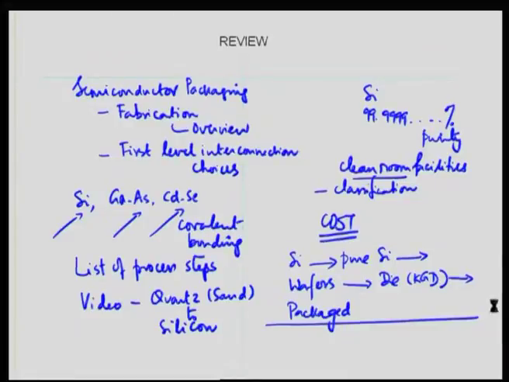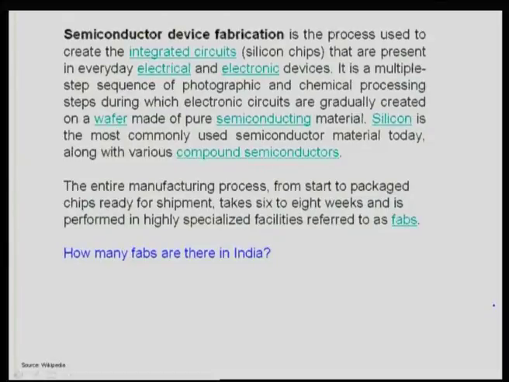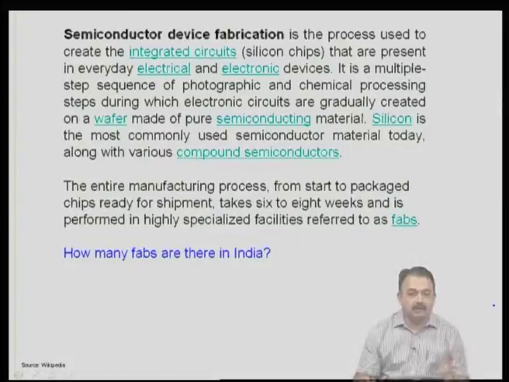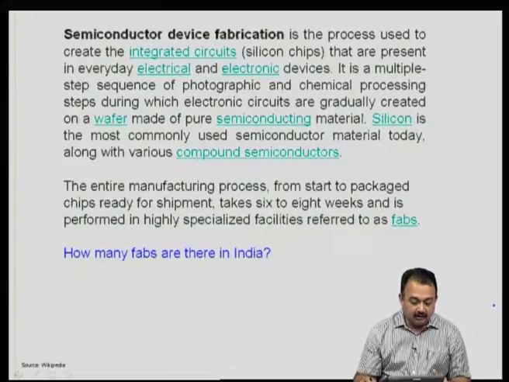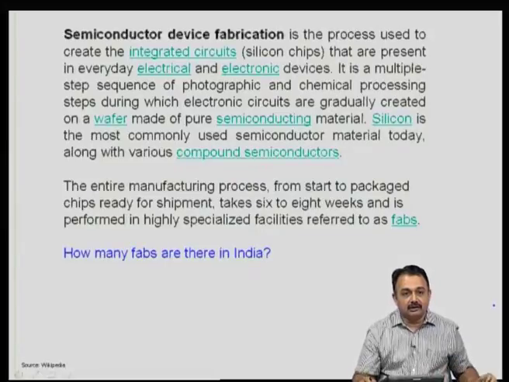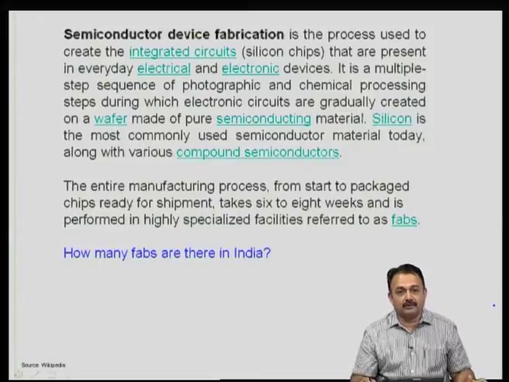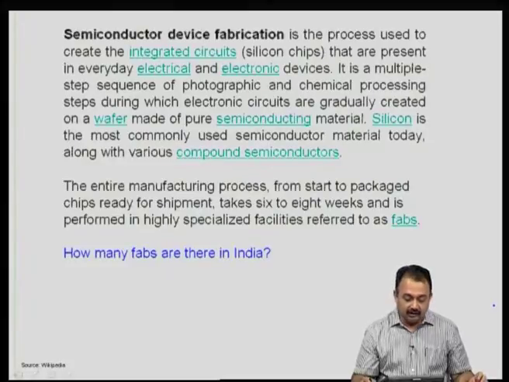Today, I will take you through a series of photographs that illustrate what we have been discussing since the last class. So, initially first let us describe in a few words what is semiconductor fabrication. As you can see here listed in the slide, semiconductor device fabrication is the process used to create integrated circuits, silicon chips or microchips or active devices, as you can call them, that are present in everyday electrical and electronic devices.